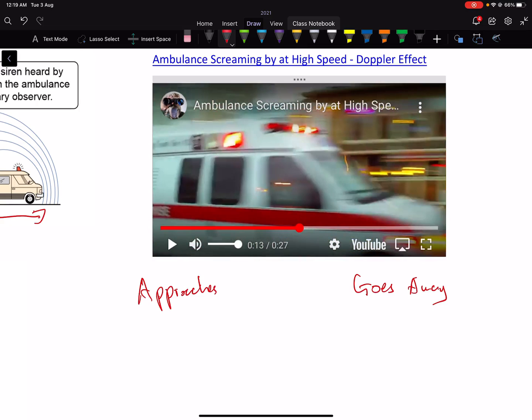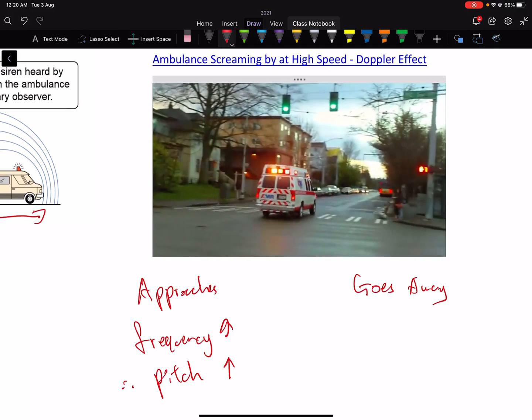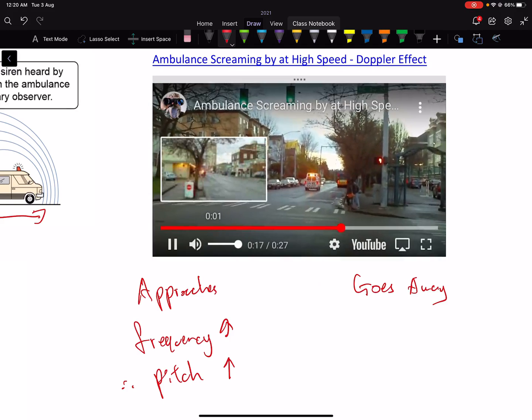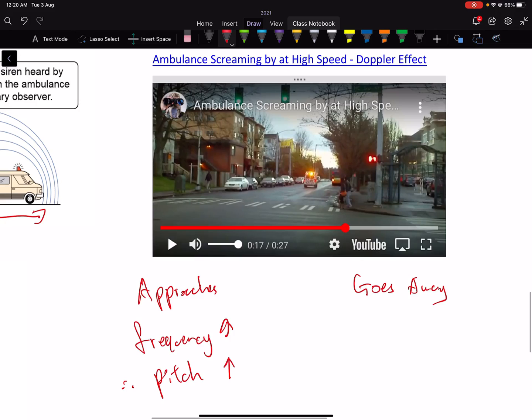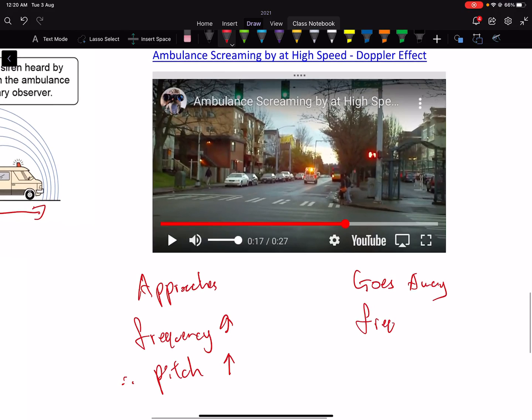Okay, as it approaches, frequency increases, hence what happened? The pitch also increases. Now, how about going away? Okay, as it goes away, the frequency decreases, and hence the pitch will also decrease. So this is the Doppler effect.